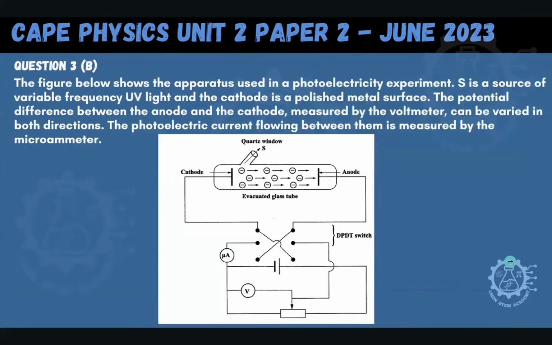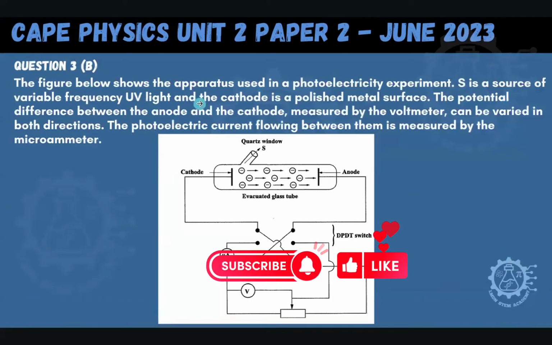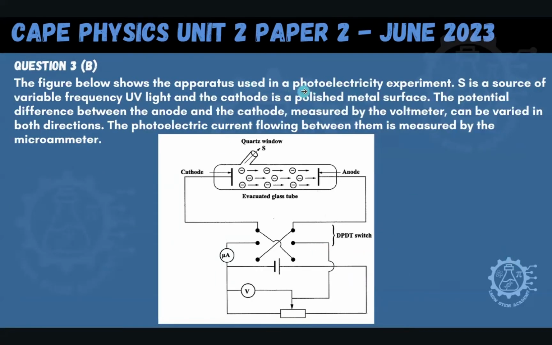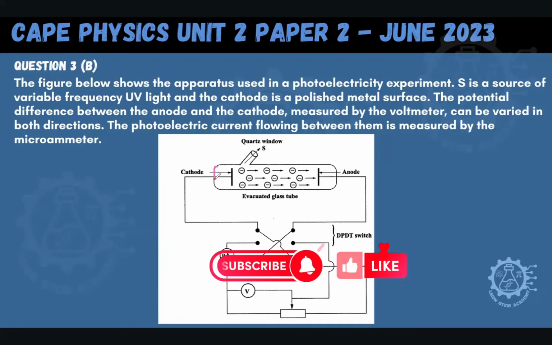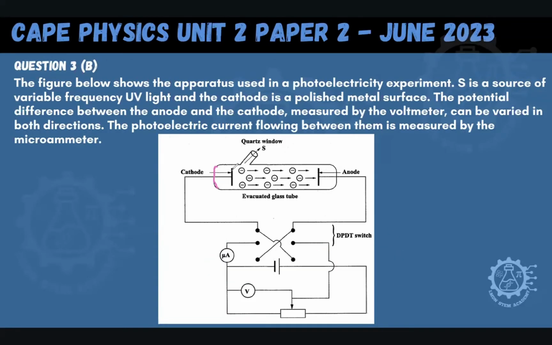and see what part B says. So part B says the figure below shows the apparatus used in a photoelectricity experiment. S is a source of variable frequency UV light. So that's S here. That's coming through this quartz window here. And the cathode is polished. It's a polished metal surface, right? So out here is a polished metal surface. The cathode here specifically.